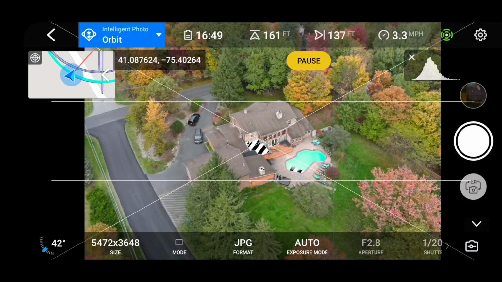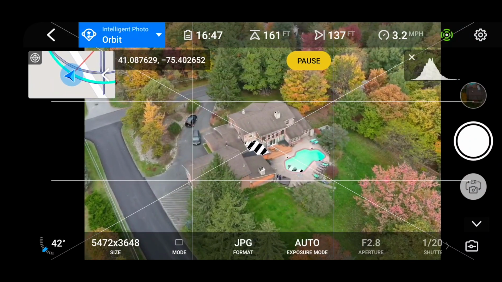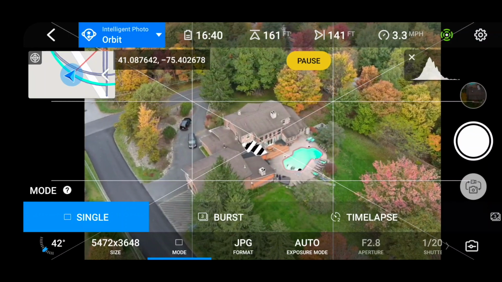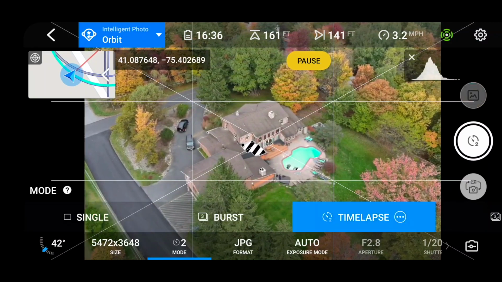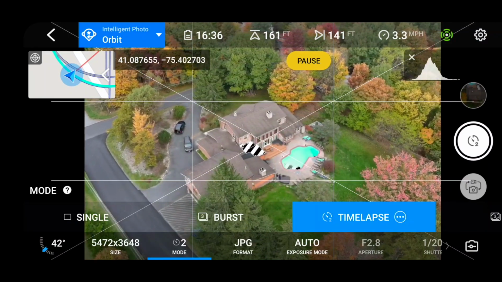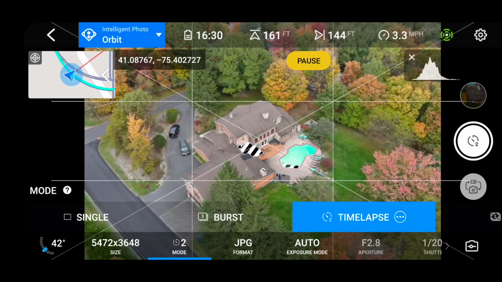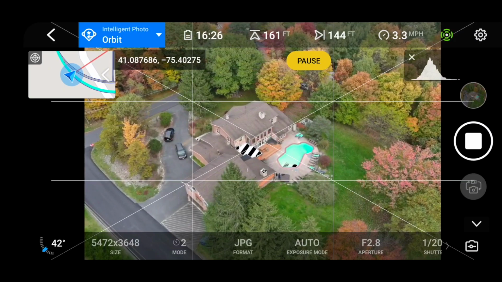While flying, the drone will move around the point of interest at the defined radius and altitude with its nose pointed towards the middle. We recommend moving at around 2 miles per hour to give yourself enough time to collect images in one single revolution. Now we're going to start taking our photos.